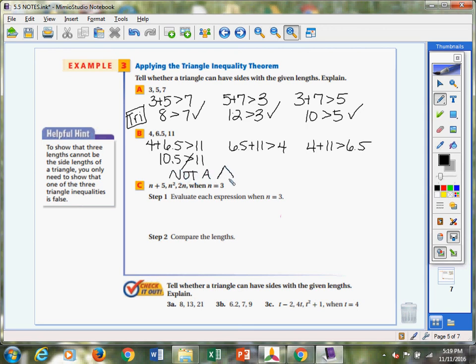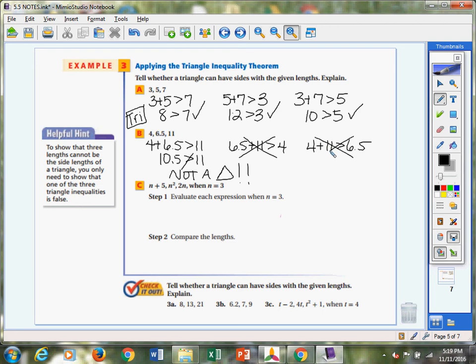I don't need to know whether the other 2 work out or not. If they all work out, then it's a triangle. If only one of them doesn't work, it's not a triangle. You don't even need to worry about the next 2. Who cares? The first one didn't work. It's not a triangle. Okay, letter C, they told us what to plug in here.